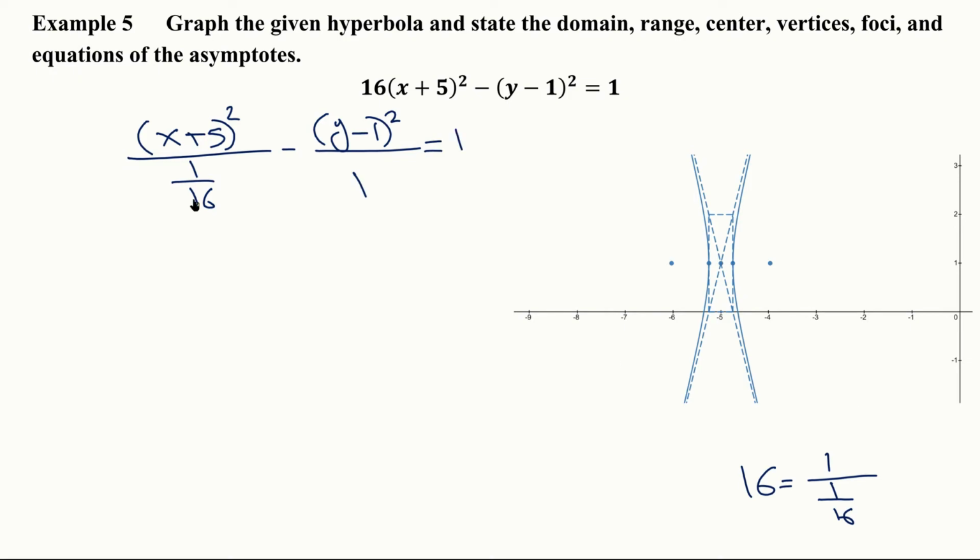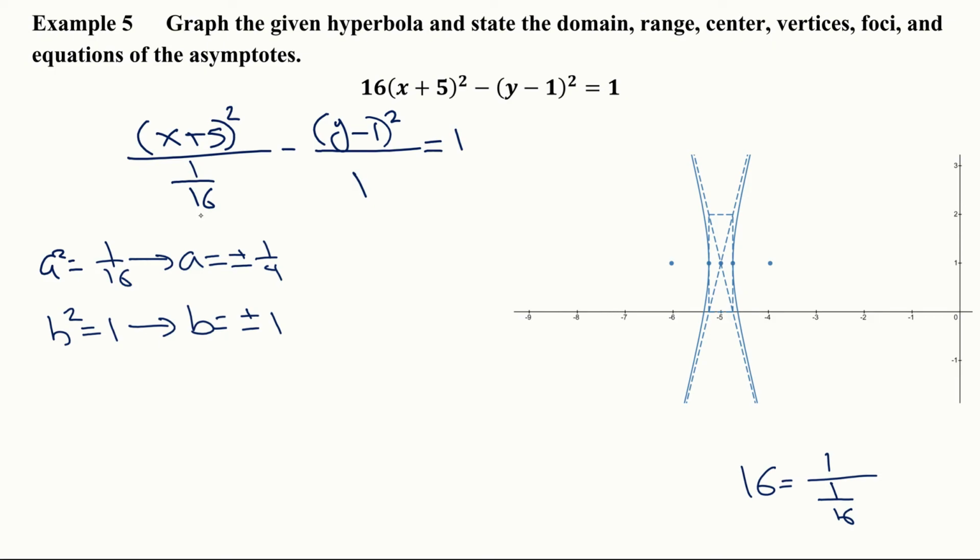Now, because the x term is the positive one, we know it's going to be a left-right hyperbola. That's going to be my a squared. So a squared equals 1 over 16. Therefore, a is going to be positive or negative 1/4. The value I actually need is just 1/4, right? And b squared is 1. So therefore, b is going to be plus or minus 1.